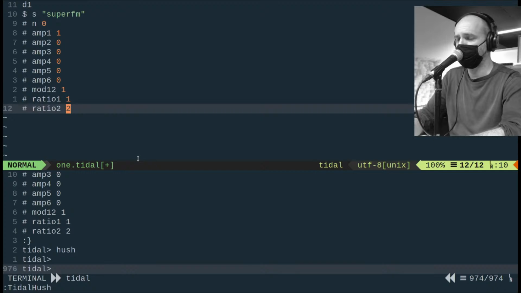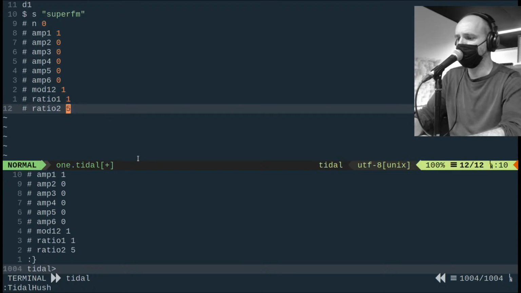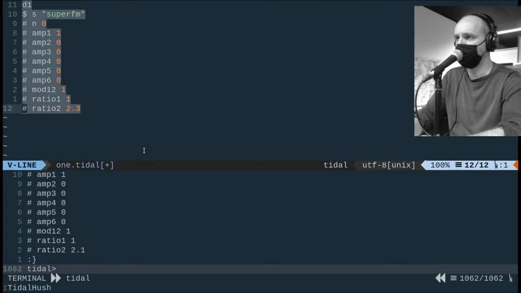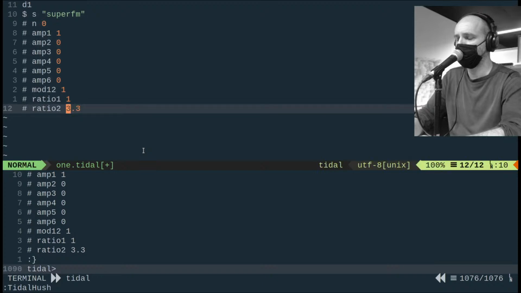Anything other than that, it gets wild. When you have simple ratios, like whole numbers, you get harmonic sounds. So we can just keep changing this, and we'll always get harmonics. Once we start putting in floats, we get inharmonics, more metallic sounds. And that's with just two operators.